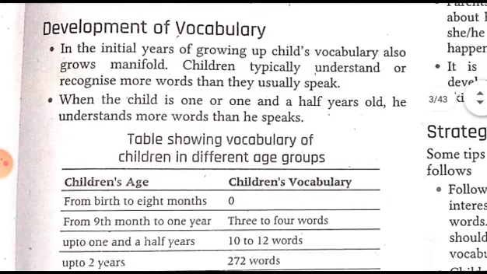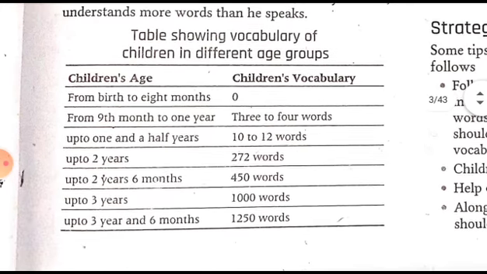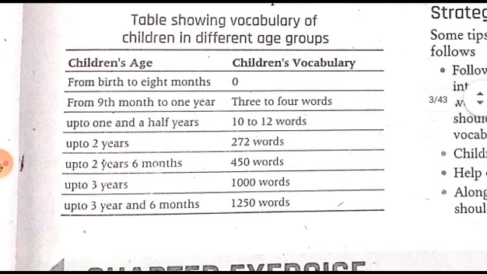Development of vocabulary. In the initial years of growing up, a child's vocabulary also grows manifold. Children typically understand or recognize more words than they usually speak. When the child is 1 and a half years old, he understands more words than he speaks. Tables showing vocabulary of children in different age groups, children's age and children's vocabulary.